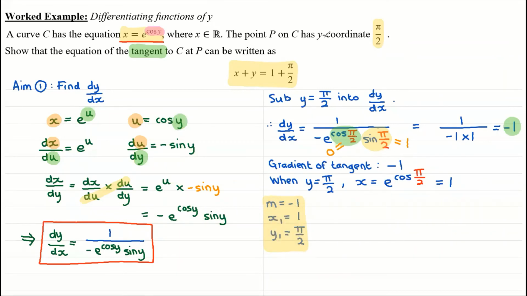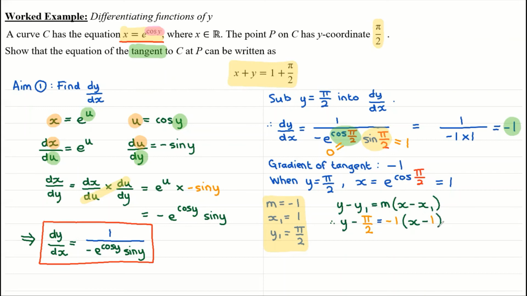So let's do that. We have y subtract y1 is equal to the gradient multiplied by x subtract x1. Okay, subbing everything in. So therefore, y subtract y1, which is pi over 2, sub that in there, is equal to the gradient, which is negative 1. So glad these numbers are really straightforward. Always helps, doesn't it? And then we have x subtract x1. So x1 is, of course, just 1 as well. So all those are substituted in, so that's really good.